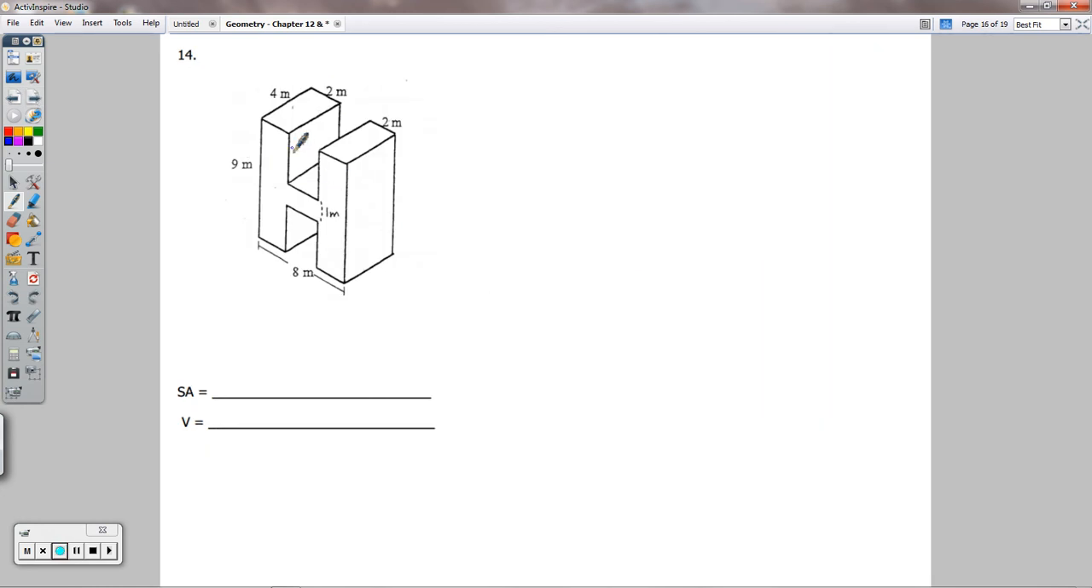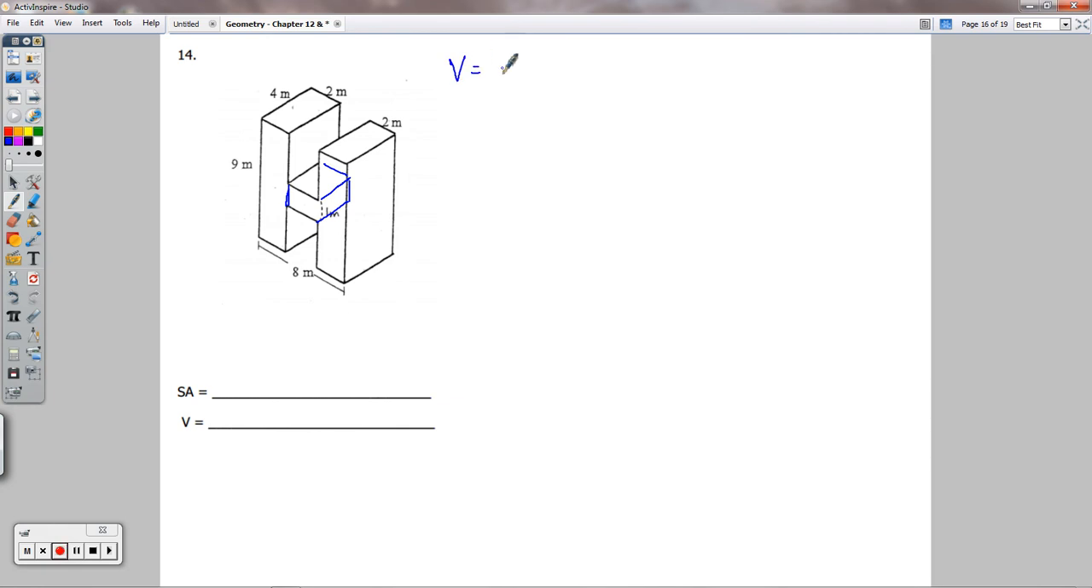Number 14, we've got kind of an odd looking shape here, but we are going to stretch our thinking a little bit on this one and find the surface area of that shape and find the volume of this shape. Personally, I think the volume is a lot easier to figure out than the surface area on this one, because really all you have to do for the volume is figure out the volume of this rectangular prism here, and then this other big one here.